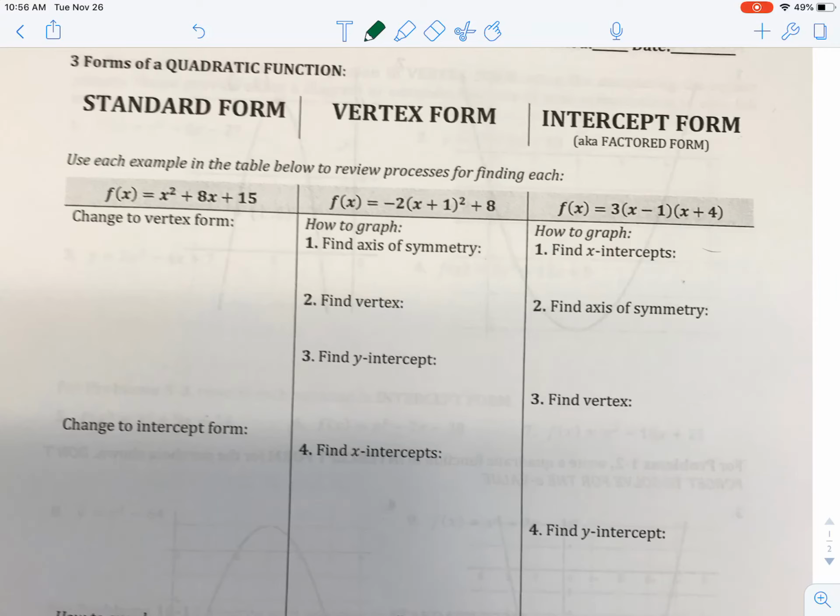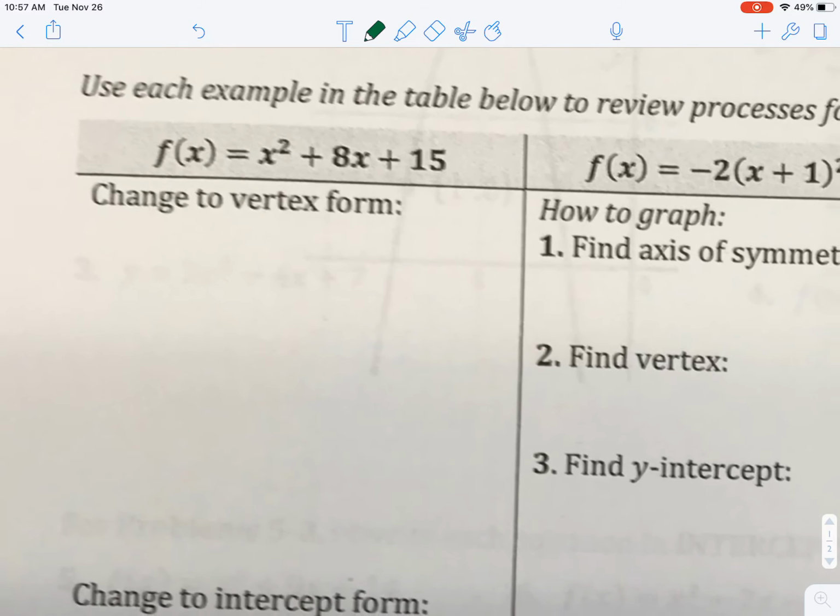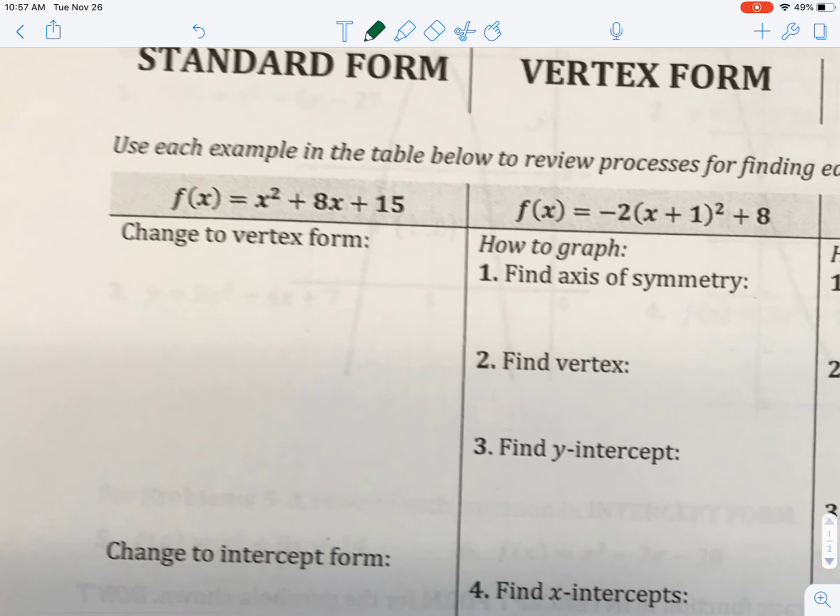Okay, the main things on this next test are going back and forth between the three forms: standard, vertex, and intercept, and that's how the study guide is going to start today. All right, so we need to change this into vertex form. In order to put this into vertex form, we need to complete the square.